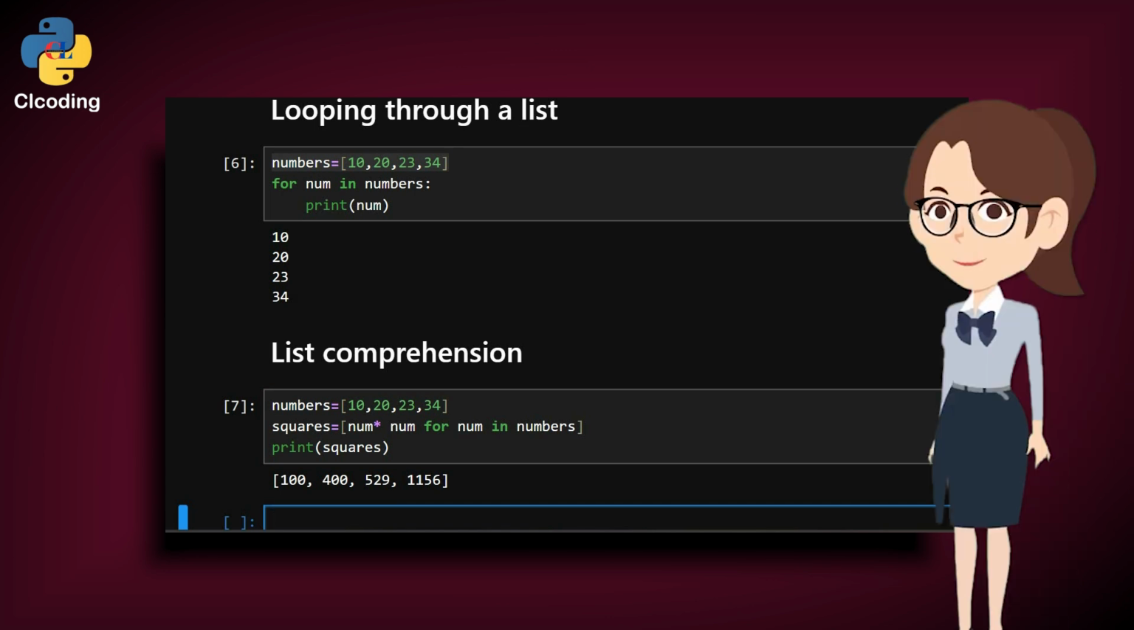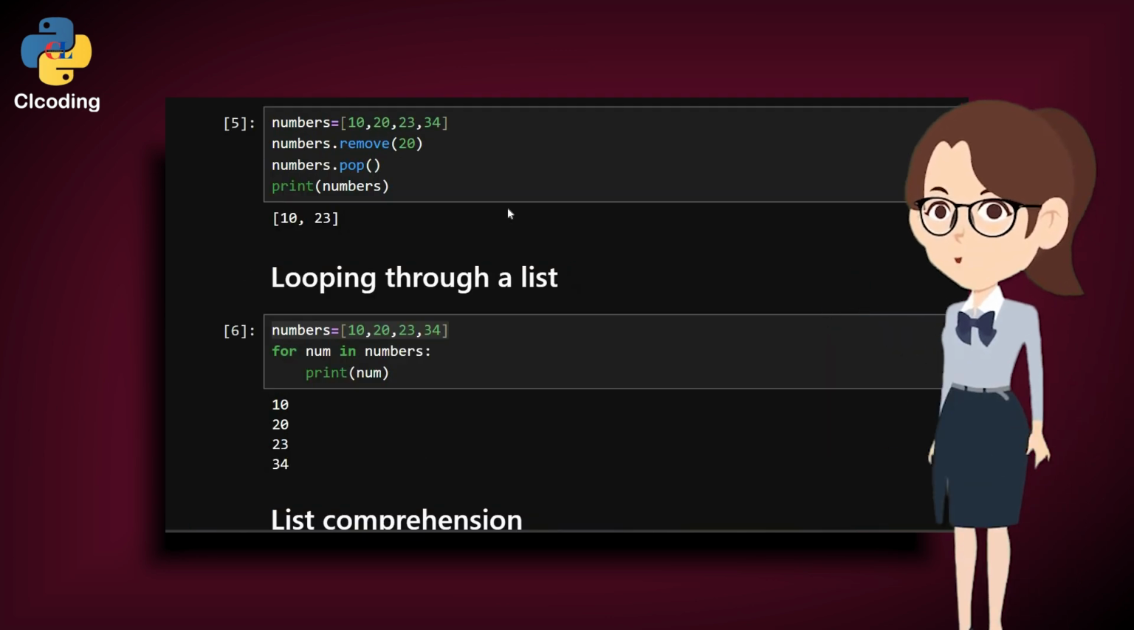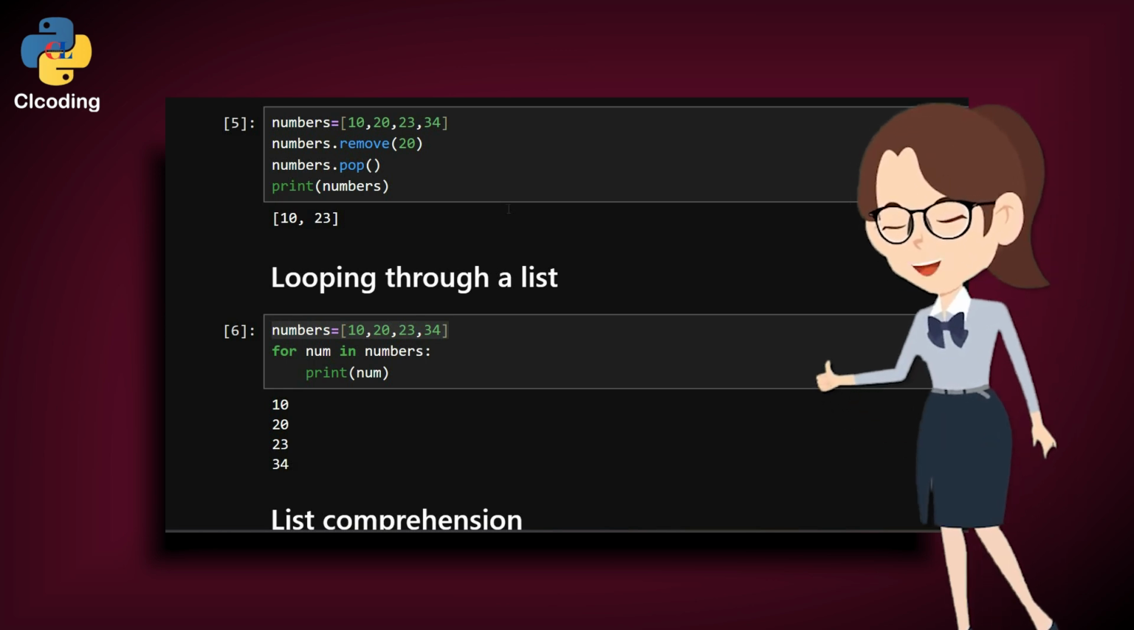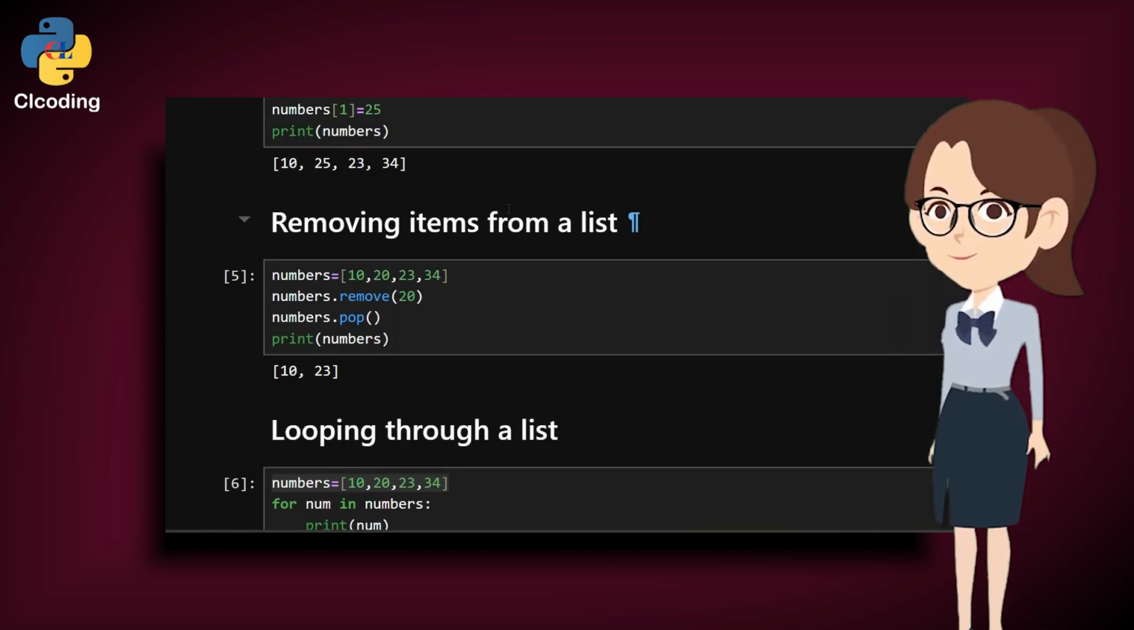So Python lists make it easy to store, modify and process multiple values efficiently. Understanding list operations is essential for writing clean and powerful Python programs.